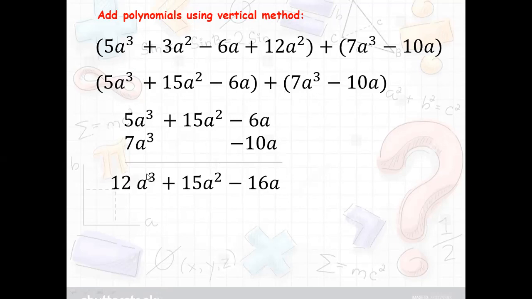So the answer for this is going to be 5 plus 7, which equals 12a cubed. Then there is nothing here, so it's going to be the same, 15a squared. Minus 6 minus 10 will give me minus 16a. So this is how you add polynomials using the vertical method.